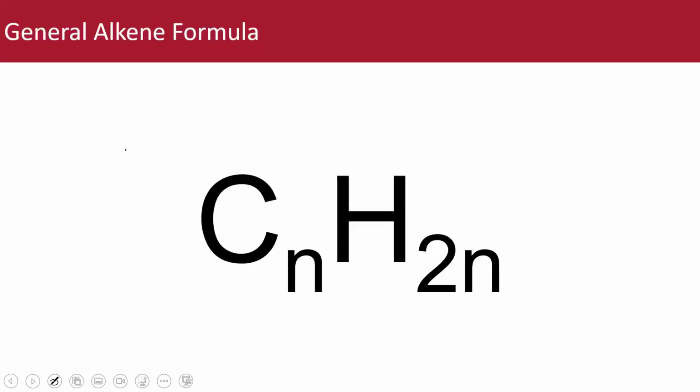General alkene formula, CnH2n, right? So all you've done then is you just got rid of the +2. So if I wanted an alkene that had 7 carbons in it, it would be C7H14. Okay, so that is then the formula for an alkene.